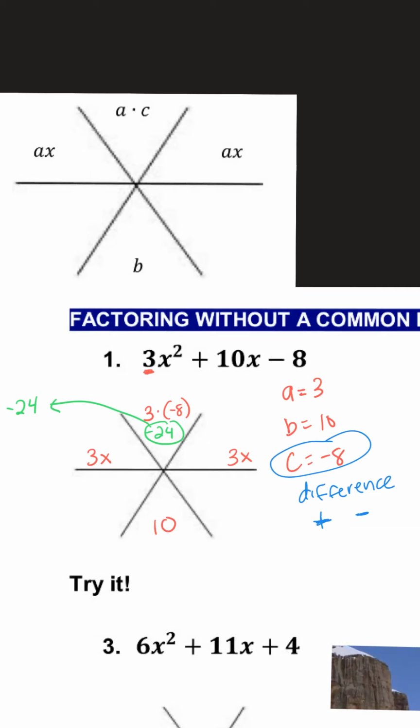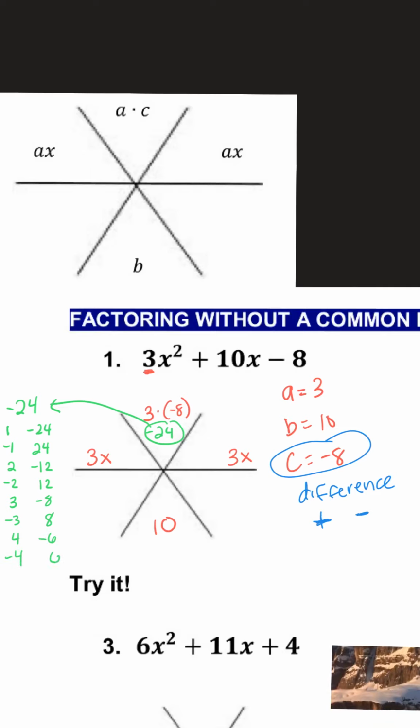So we're going to be here for a little while because there's a lot. So we've got 1 and negative 24 and negative 1 and positive 24. We've got 2 and negative 12 and negative 2 and positive 12. Let's see, 3 and negative 8 and negative 3 and positive 8. Let's see if I can get some more. 4 and negative 6 and negative 4 and positive 6. There's quite a few here.